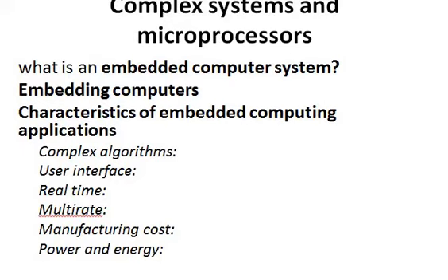Then again, we think about automobiles. In automobiles, microprocessors are used to control the engine, determine when the spark plug fires, and control the fuel air mixture and so on.